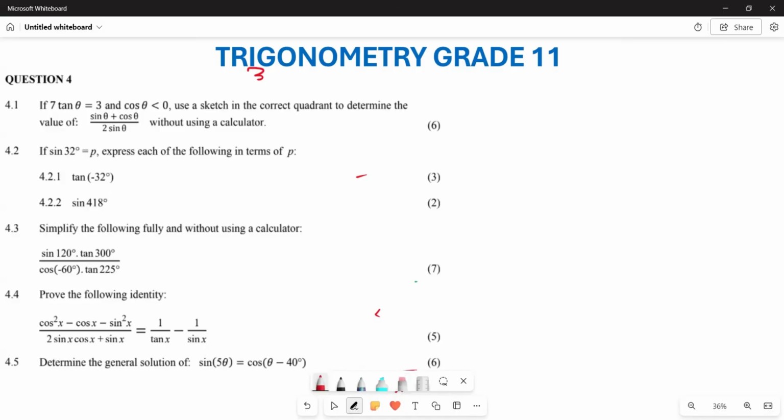Now, for your general solution, you have sine of 5 theta is equal to cos of x subtract 40 degrees.